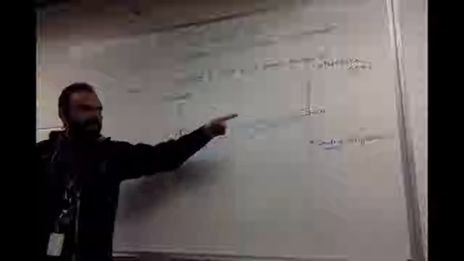Lambda over 2. Why? Because the path difference between these two waves should be lambda over 2 if you want to have destructive interference here, right? If you want to have majority destructive, therefore this is lambda over 2. Now look at this little triangle that you see here. What is the trigonometric connection between theta and this and this?